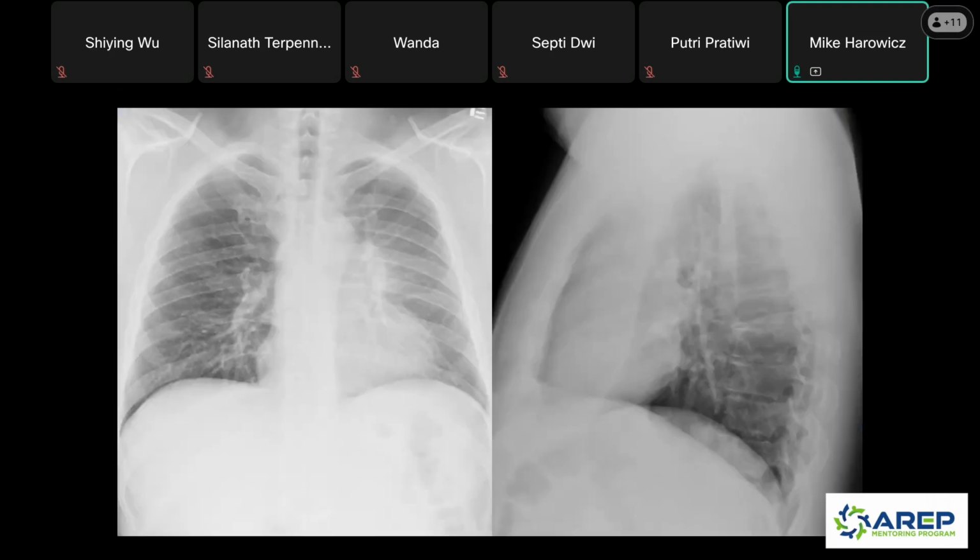And this is a good companion case that I want to show. Now, this is actually really difficult in my opinion.